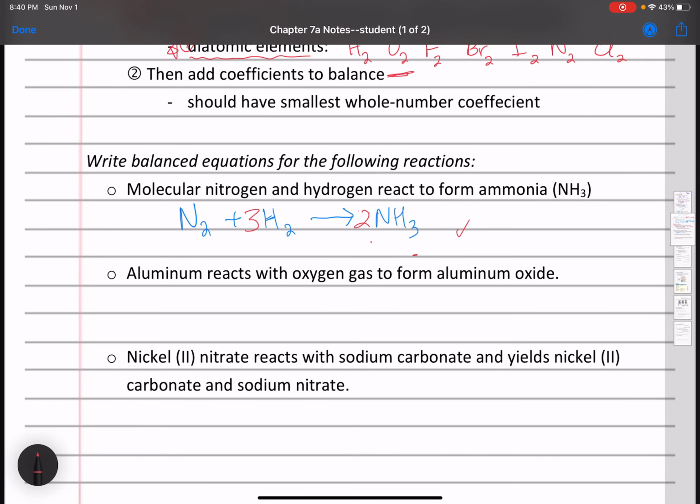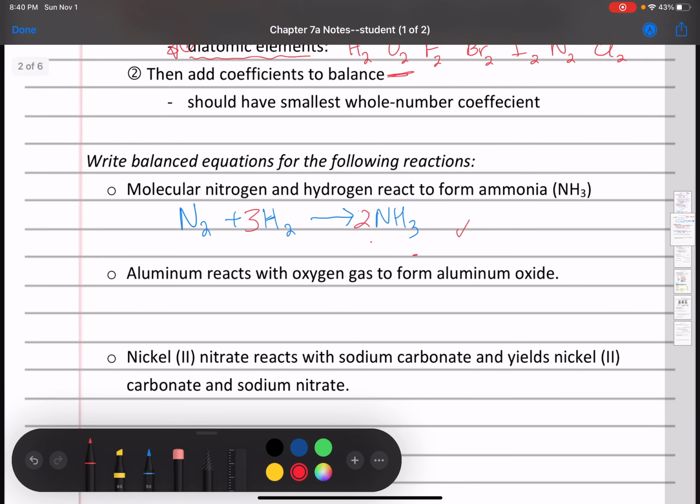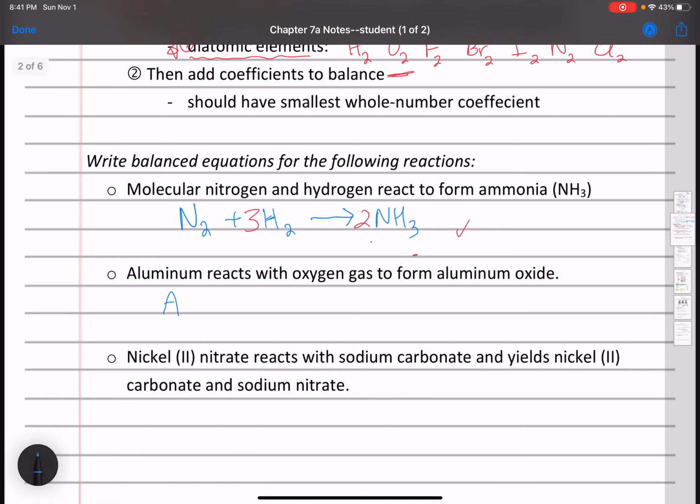The next one, we've got aluminum reacts with oxygen gas to form aluminum oxide. Aluminum is not a diatomic element, so aluminum is just aluminum. Oxygen, though, is diatomic, so oxygen is going to be O2.